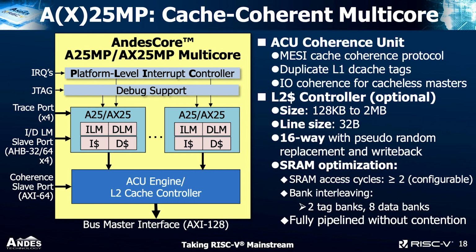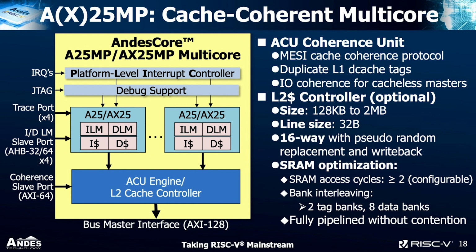So the coherency is basically based on MESI, in the unit we call the AndeStar Coherency Unit, or ACU. MESI protocol, and it uses duplicated tags, and again, IO coherency for the cache-less bus master.